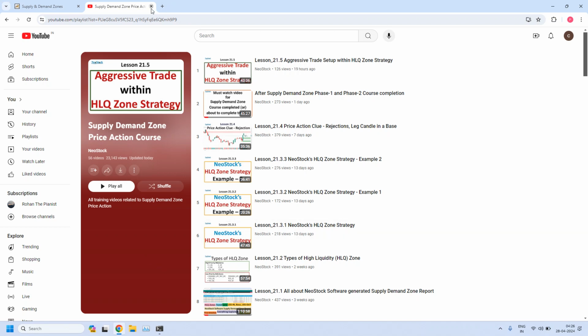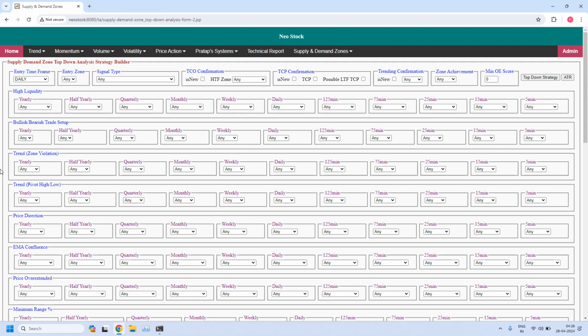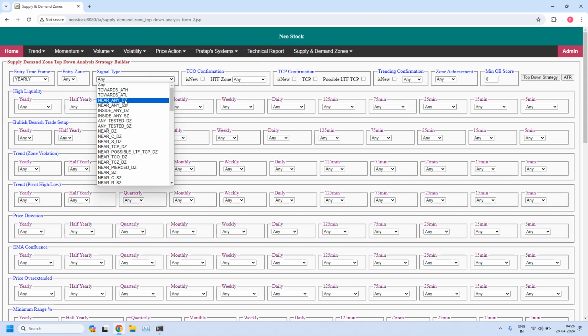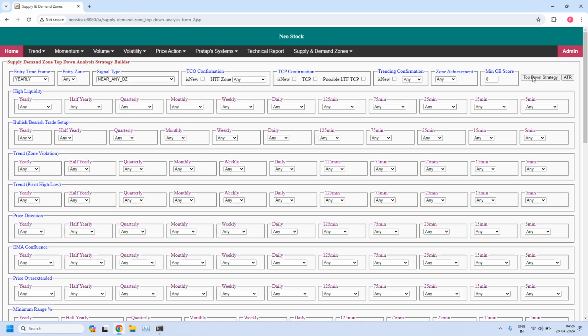Now let's generate the reports. And let us generate stocks near demand and supply zones starting from yearly until 5 minutes time frame. Mostly you may not be finding the stocks near yearly and half yearly demand and supply zones. Rarely you get, but let us verify if anything is available. So entry time frame is yearly. Let us find the stocks near yearly demand zone.